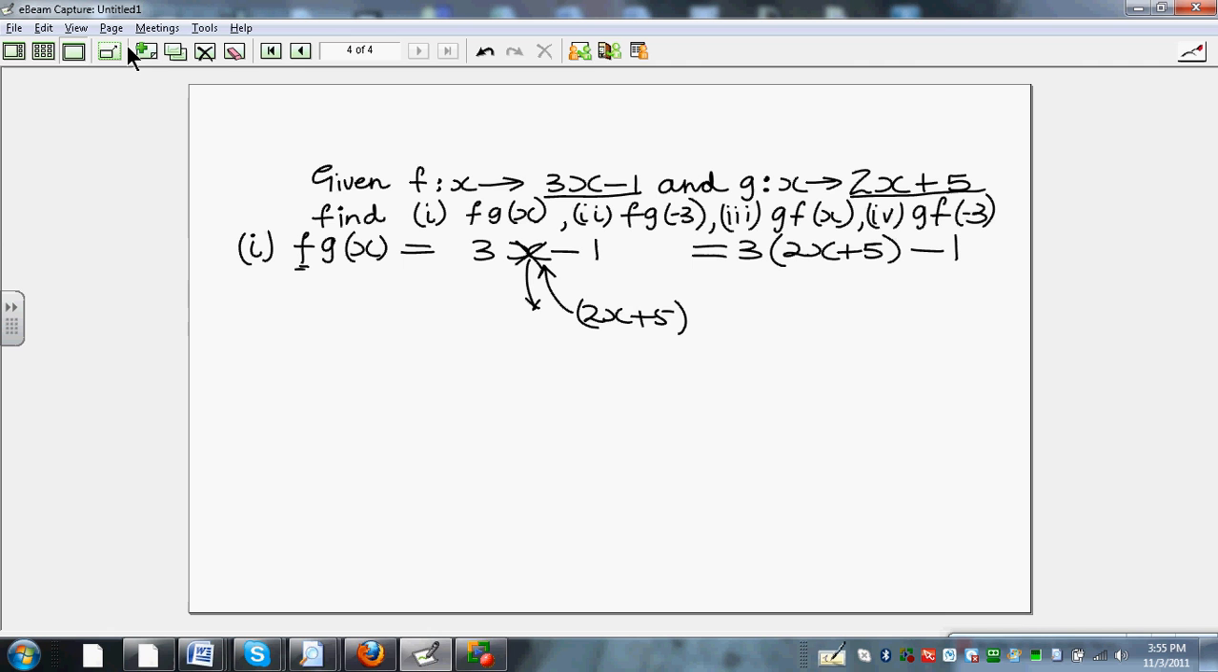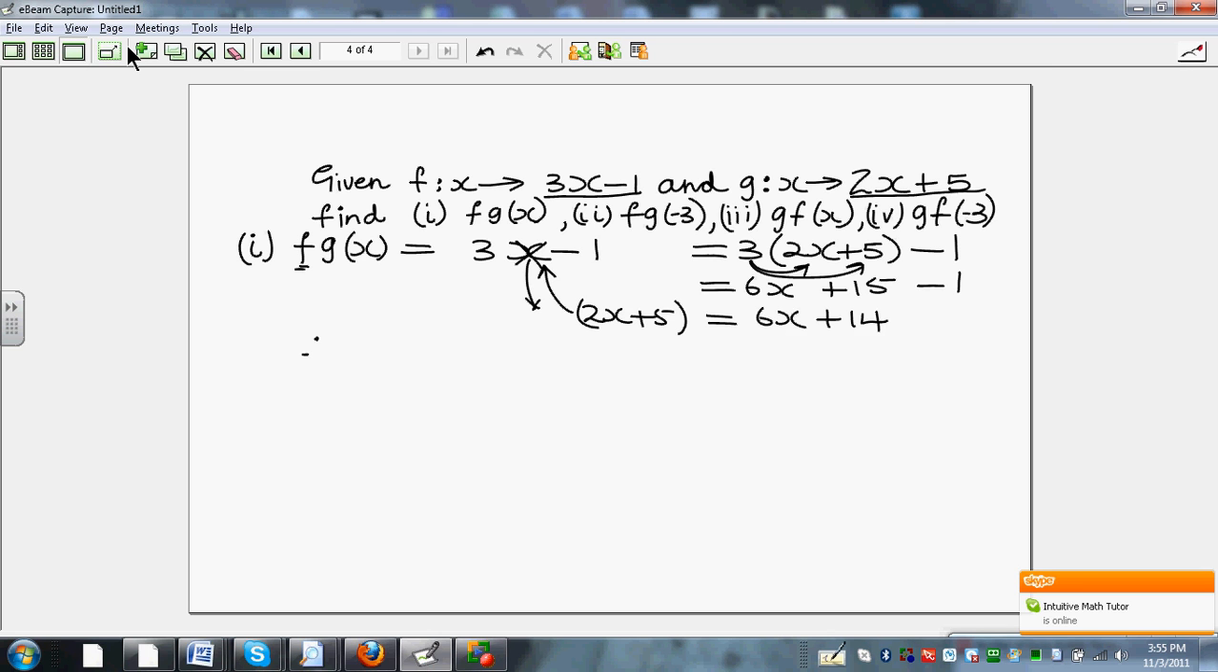So the next step here, of course, would be to expand it. So the 3 is multiplied by the 2x, 3 is multiplied by the 5. So you get 3 by 2x, 6x, plus 3 by 5, 15, minus 1. So this becomes 6x plus 15 minus 1 is plus 14. So what we could write, therefore, is that f g of x is equal to 6x plus 14.